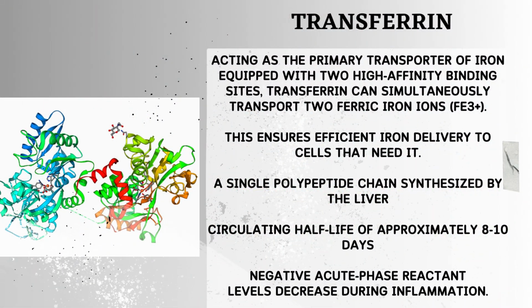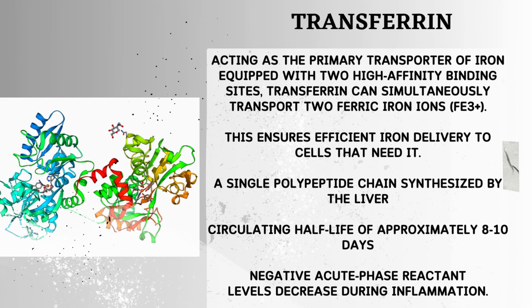Transferrin, the iron chauffeur. Transferrin is a key player in iron metabolism, acting as the primary transporter of iron throughout the body. Iron transport specialist, equipped with 2 high-affinity binding sites, transferrin can simultaneously transport 2 ferric iron ions, Fe3+. This ensures efficient iron delivery to cells that need it. Structure and synthesis. Single chain, short life. Transferrin is a single polypeptide chain synthesized by the liver.